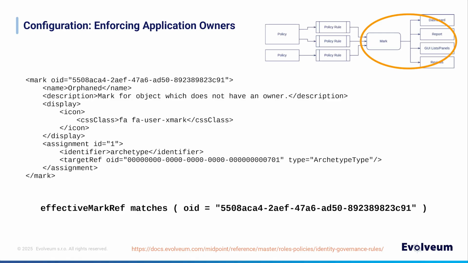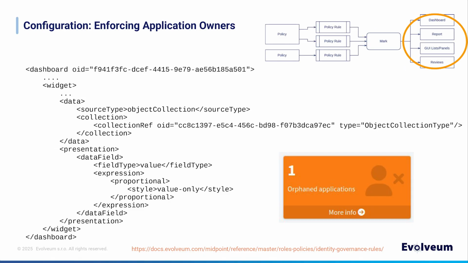The query looks like this. And then we can use the query, for example, in a dashboard widget. In this case, we cannot use the query directly in the widget due to some technical limitations, but there is an object collection that just contains the query. And we can use the object collection in the dashboard widget to display the widget as you have seen before in the demo. The same collection or query can be used in reports, in certification campaigns, and so on.